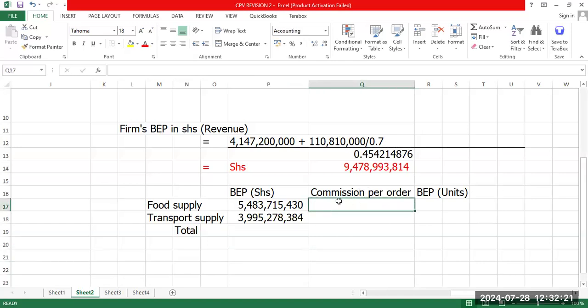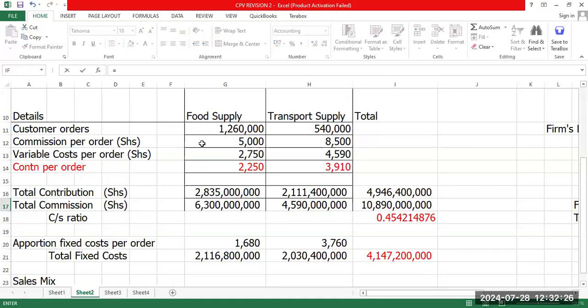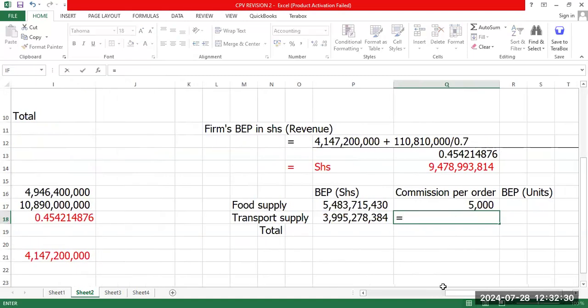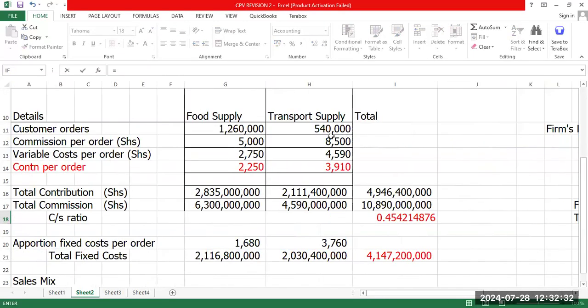Then commission per order. Already we have that. Commission per order, it is this one here. Then for transport supply, commission per order, it is this one.